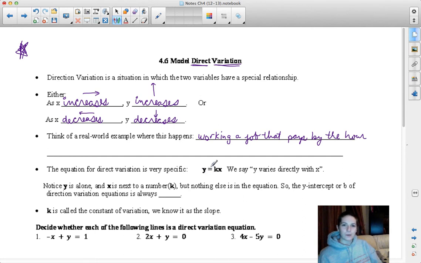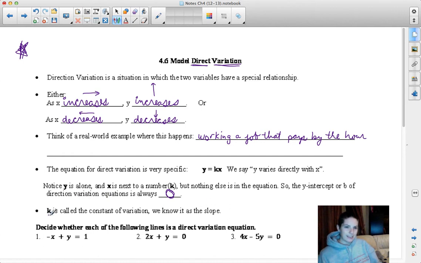Now, the equation for direct variation is very specific. It says y equals kx. And when we read that, we can say y varies directly with x. So y varies directly with x. They're both going to increase. Things to notice: y is alone, and x is next to a number, k, but nothing else is in the equation. That's it. Just x, y, and k. So the y-intercept, or the b-value of direct variation equations, is always 0. Yeah, the y-intercept, or the b, is always 0.